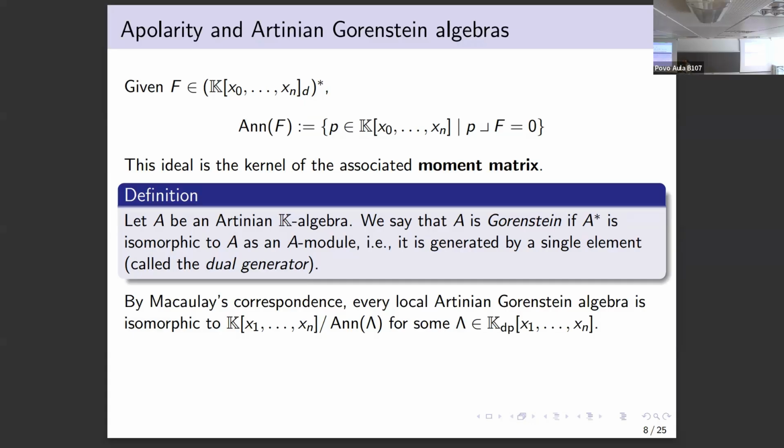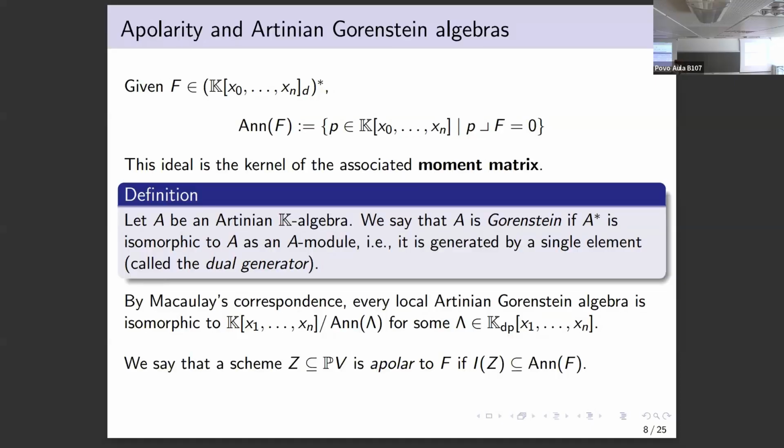Namely, there's a Macaulay correspondence, so that every local Artinian Gorenstein algebra is isomorphic to the quotient of the polynomial ring by the annihilator of some polynomial. And for the people who like theory, when I say Gorenstein algebra, you should think of the polynomial ring quotient by the kernel of some polynomial. Finally, we're going to say that a scheme, a projective scheme, is apolar to F if the ideal of the scheme, under some fixed embedding, is contained in the annihilator.